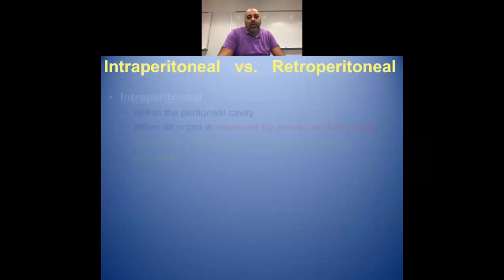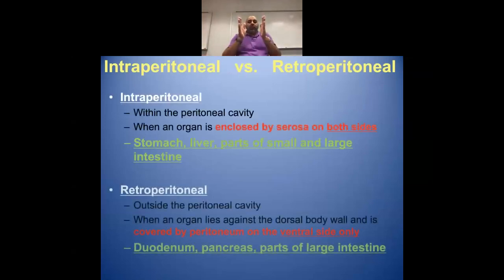So intraperitoneal refers to any of those organs that are wedged inside the sac. They are covered on both sides by visceral peritoneum. So they mentioned the stomach, the liver, portions of the large intestine, and small intestine, because it winds through. During embryology, when it was forming, it wound through.